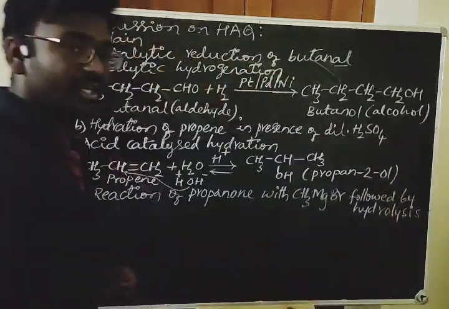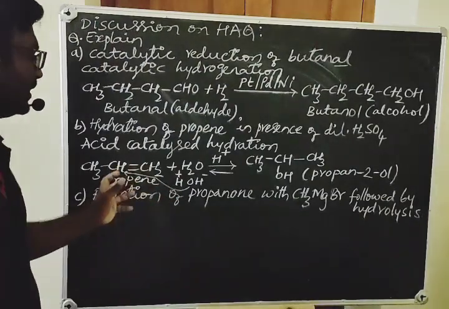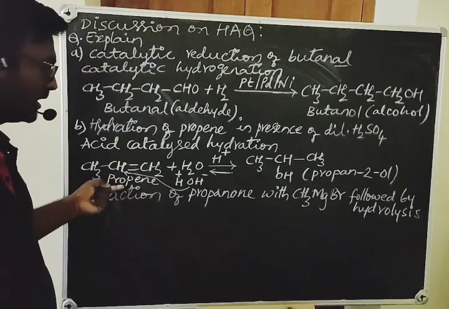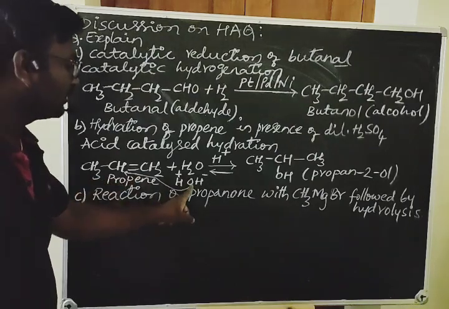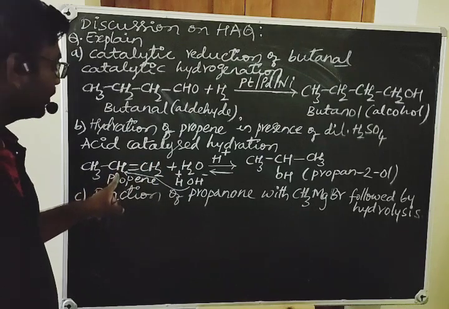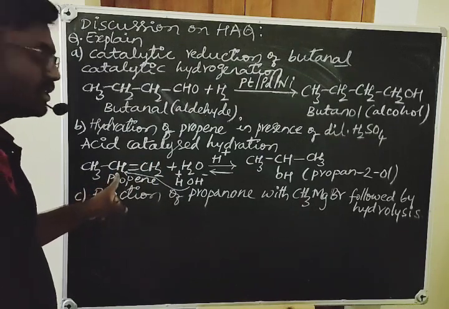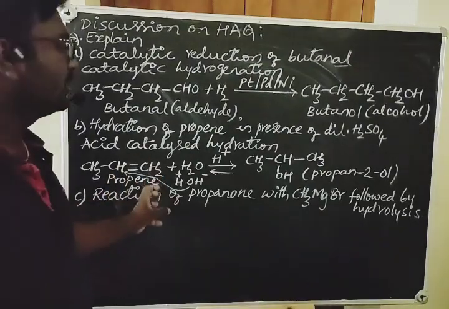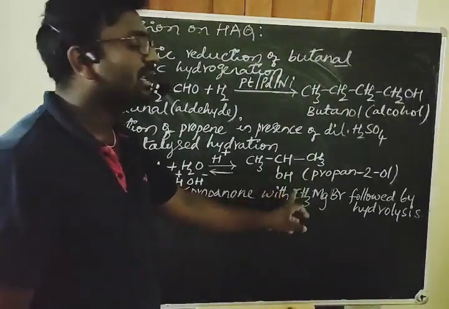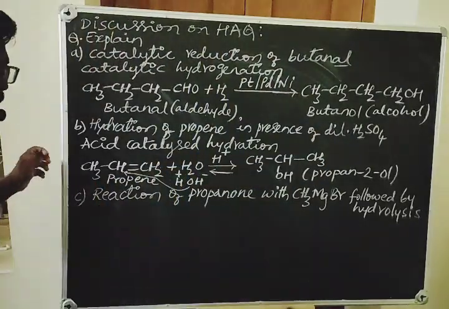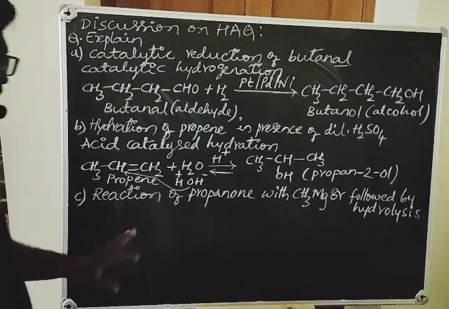So what is the Markovnikov rule? During the addition of a reagent to an asymmetrical molecule, the negative part of the addendum gets attached to the doubly bonded carbon with a lesser number of hydrogens. According to that rule, propan-2-ol is the major product. Now come to the third reaction.